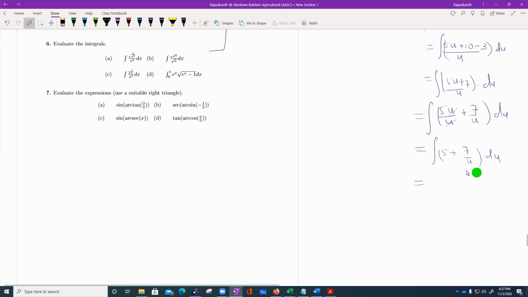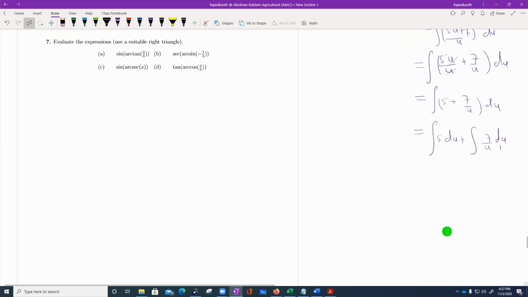So now I'm going to split this plus into two pieces. One is 5 times du plus another one is 7 over u times du. Now take 5 outside, 1 times du. Here take 7 outside, 1 over u du. Now we are done. The antiderivative of 1 is simply u. The antiderivative of 1 over u is ln u, plus constant.